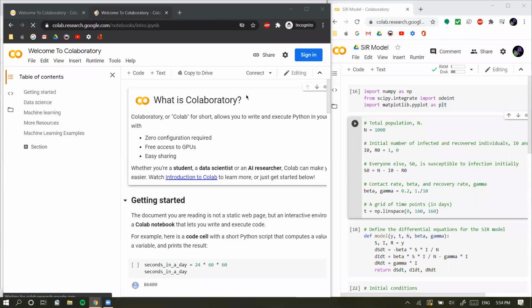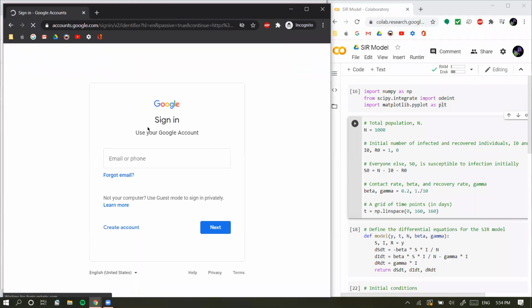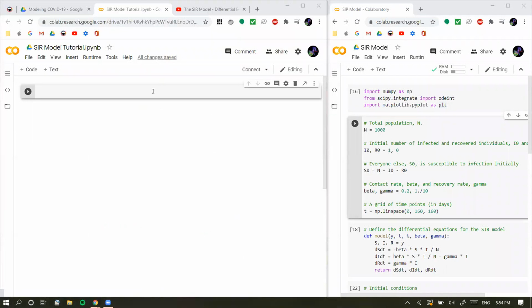So this is for anyone who's unable to click the link because they're on a different device. When you search up Google Colab and click that, you should be able to sign in right here, and that should just get you started. So just sign in with your Google account, okay?